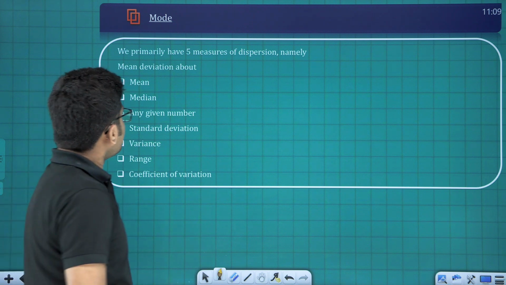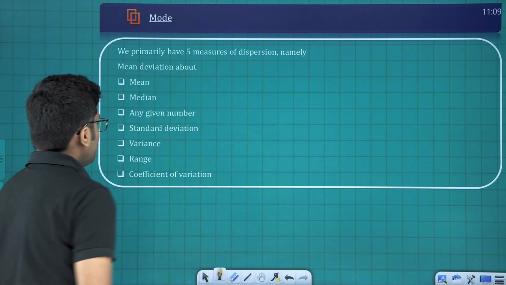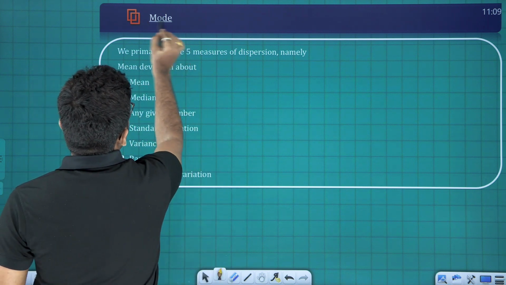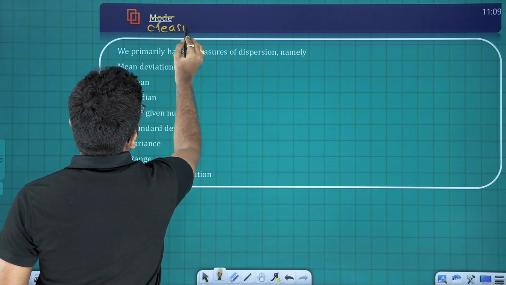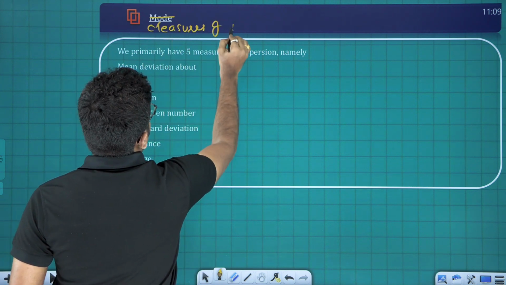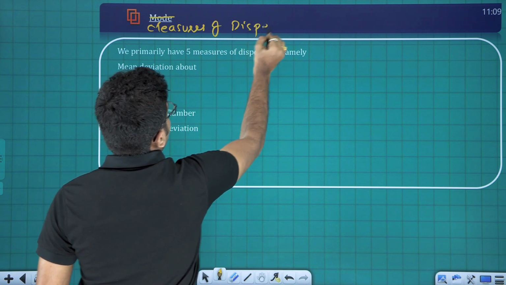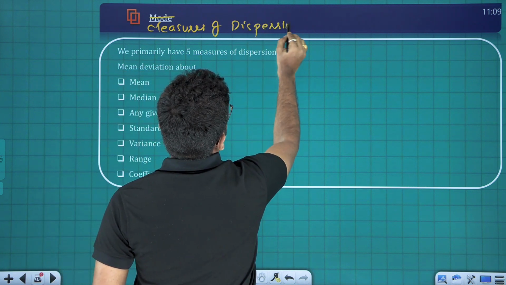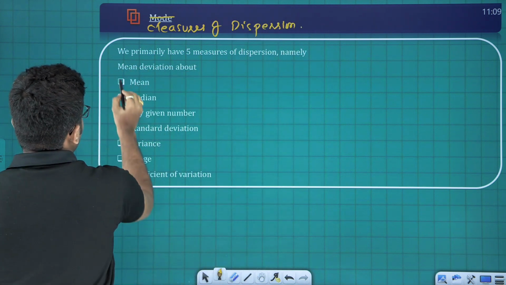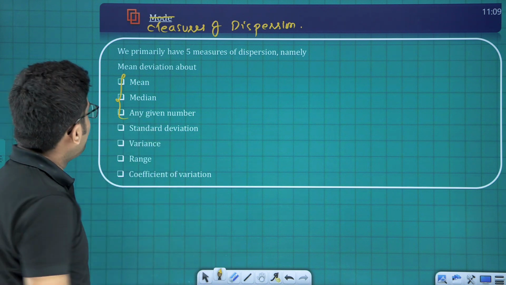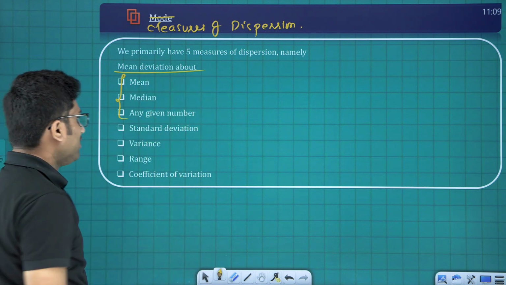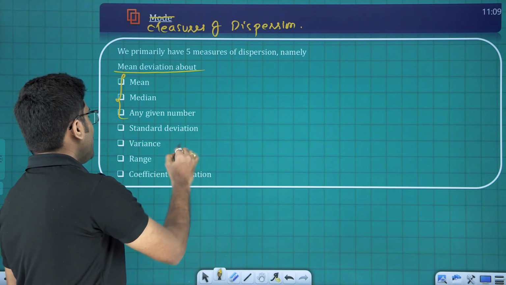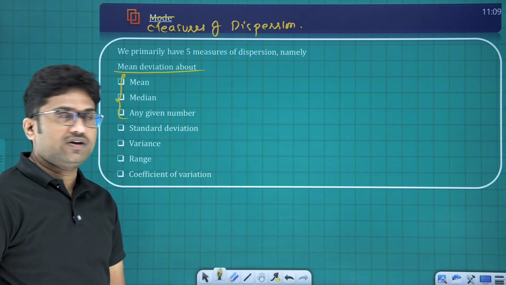Now this is important, friends. Coming to this grade, we are going to discuss measures of dispersion. First, in measures of dispersion, we will be finding mean deviations about the mean, median and any given number. Next, standard deviation, variance, range and coefficient of variation.